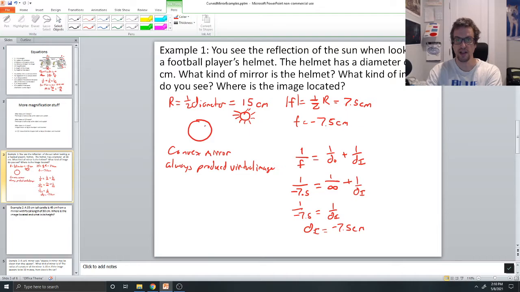Okay, so that means the image is behind the convex mirror, which is, again, what we expect. All virtual images should have a negative di, because they should appear behind the mirror. Right?